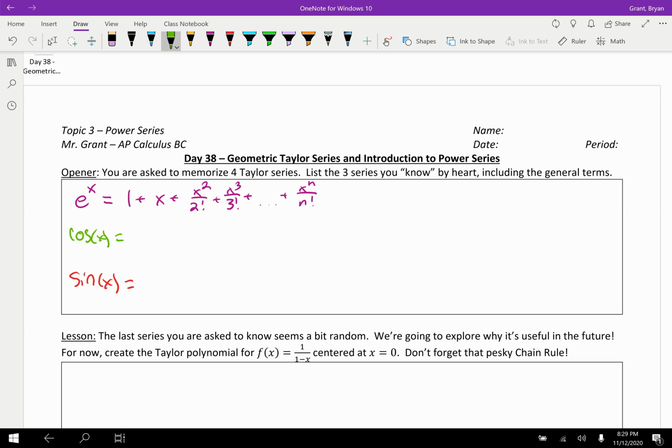Second one, cosine of x. Remember that cosine is an even function, which means it's only going to have even exponents. And the easiest one to start with is x to the 0 over 0 factorial. We're considering 0 to be an even number. Last but not least, cosine always alternates in sign. So my next one is minus x squared over 2 factorial plus x to the 4th over 4 factorial, and so on, so forth. I think you get the idea.